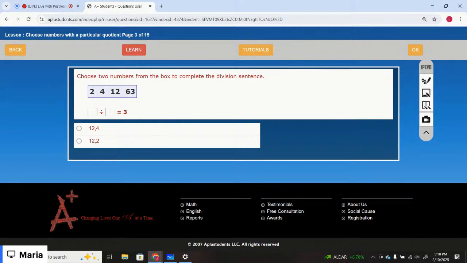Choose two numbers from the box to complete the division sentence. Option number 1 is the correct option. 4 times 3 is 12. So option number 1 is the correct option.